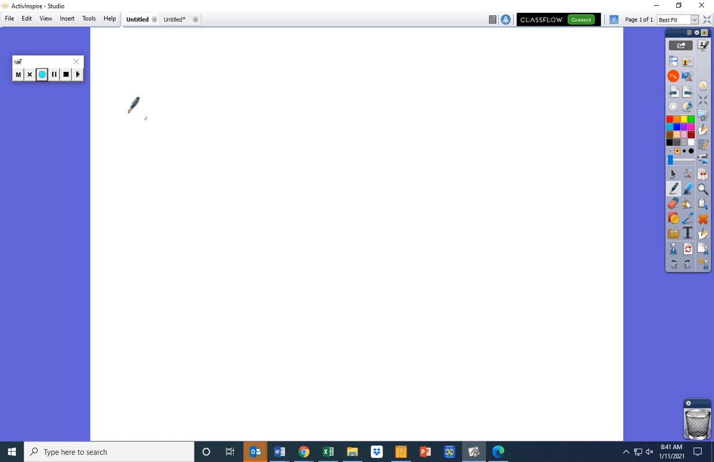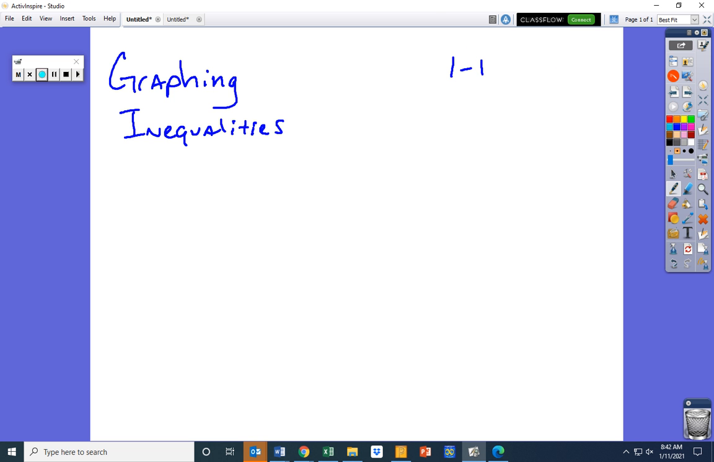So this is graphing inequalities. Okay, so the first thing that I want to tell you is when you graph inequalities, there's a couple things. You still treat these like this. And what is this? Who remembers this? What is this? Slope-intercept form. So you're going to treat it like slope-intercept form, okay?